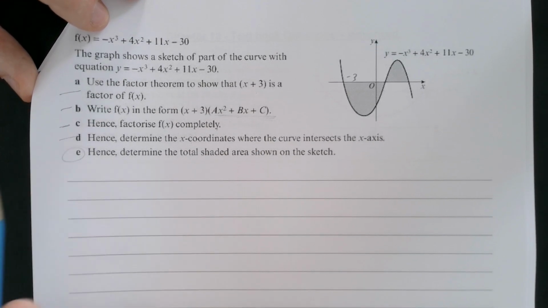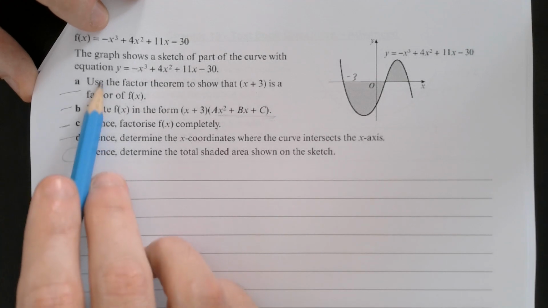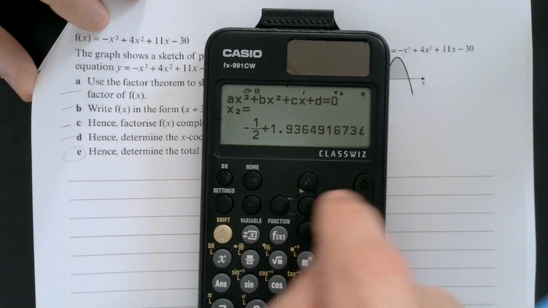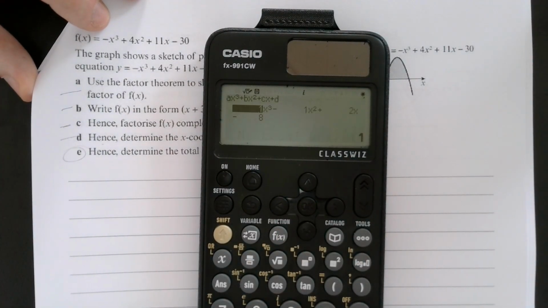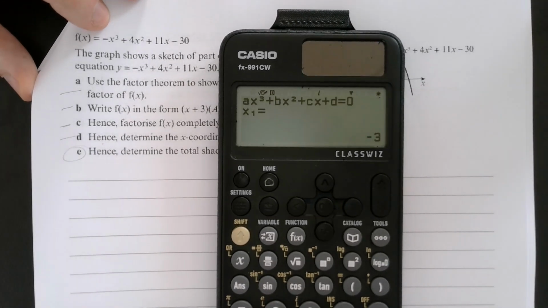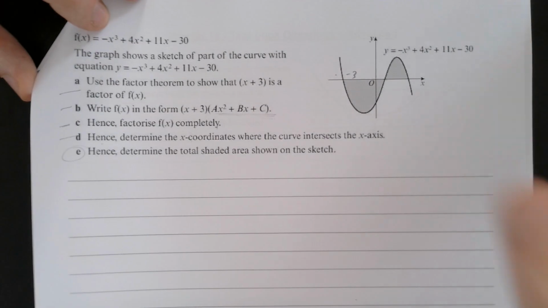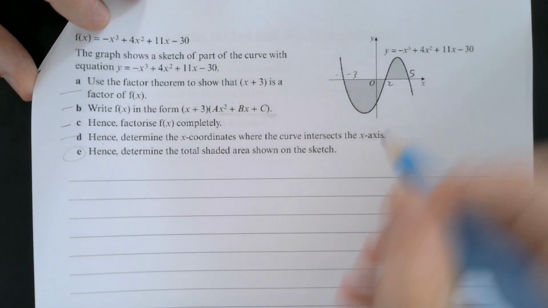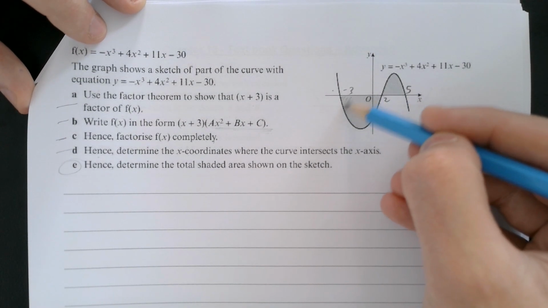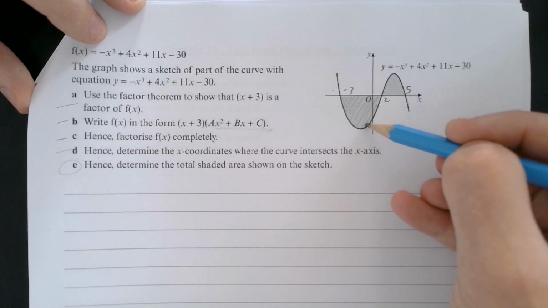This is the only part of it which is integration. So once you've got all of these, you'll get -3 and whatever those two are. I'll just put them in my calculator to work them out. So it's -1, 4, 11, -30. So you should get the answers -3, 5 and 2. So this one's 2, this one's 5. To work out the total shaded area, just integrate between -3 and 2.